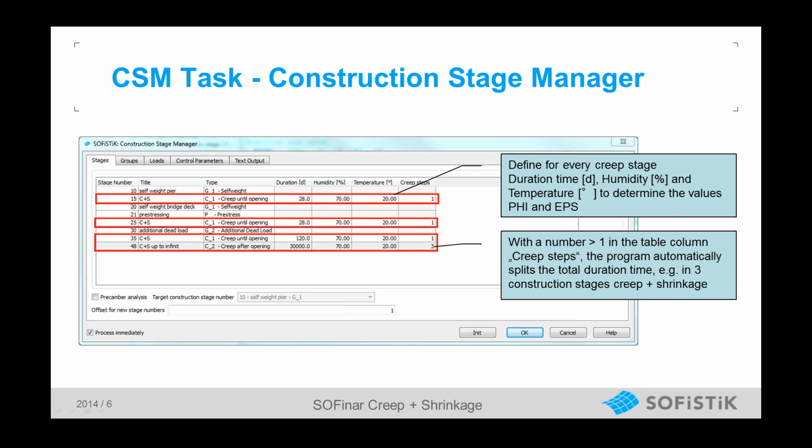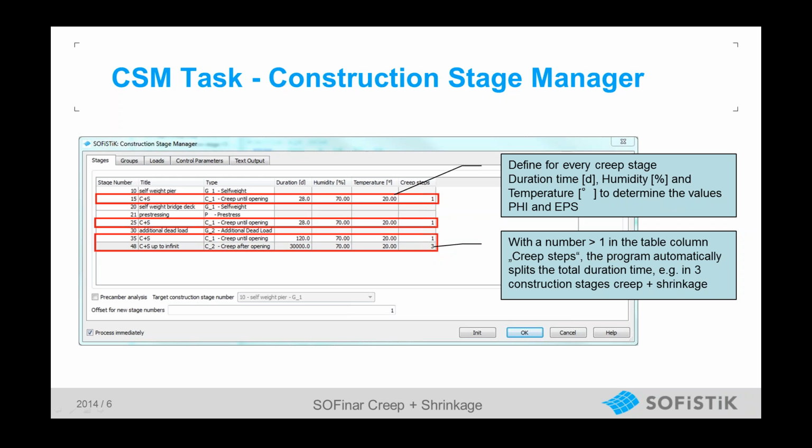You simply say the stage number 15 is a creep and shrinkage construction stage. The type is C_1, so it's a creep and shrinkage action, category number 1. You see in the last line there's also a category number 2. This is necessary because we want to split the information up between all the creep and shrinkage effects until traffic opening and creep and shrinkage effects from traffic opening.